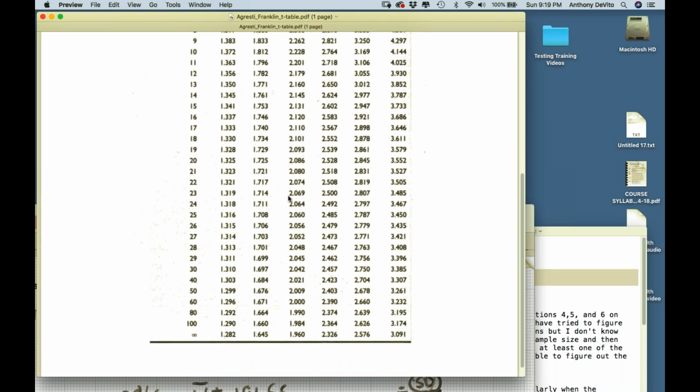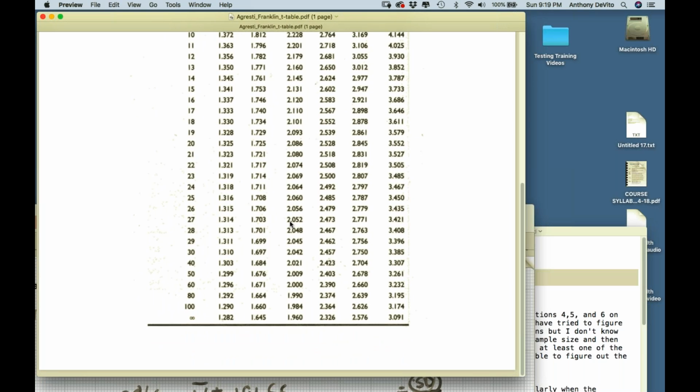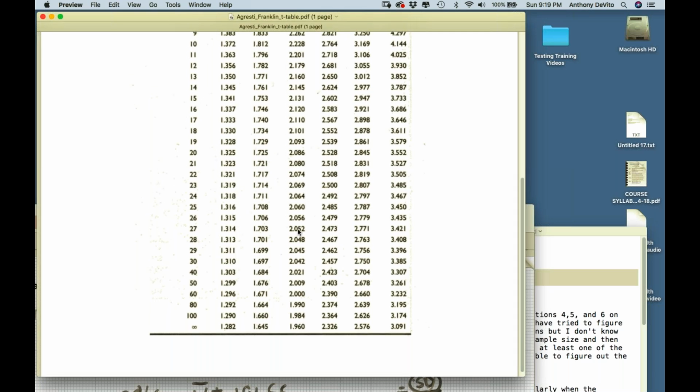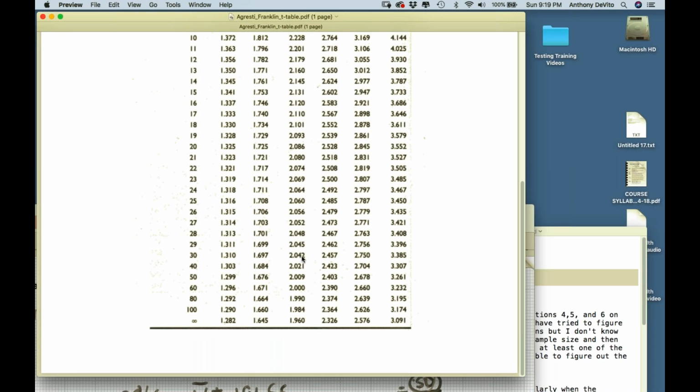So the t-value you have to use goes lower and lower until you get to a very large sample size, like over 100. Well, if it's an infinite size sample, if it's a whole population, it's 1.96. But once you get past 30 or 40 or 50, you're very, very close to that 1.96 value as well.